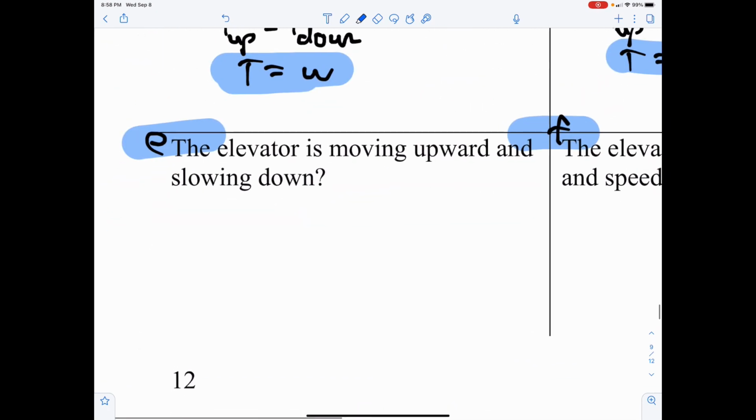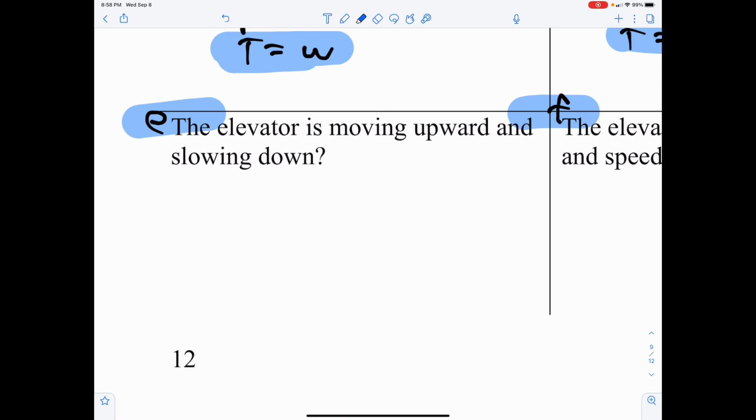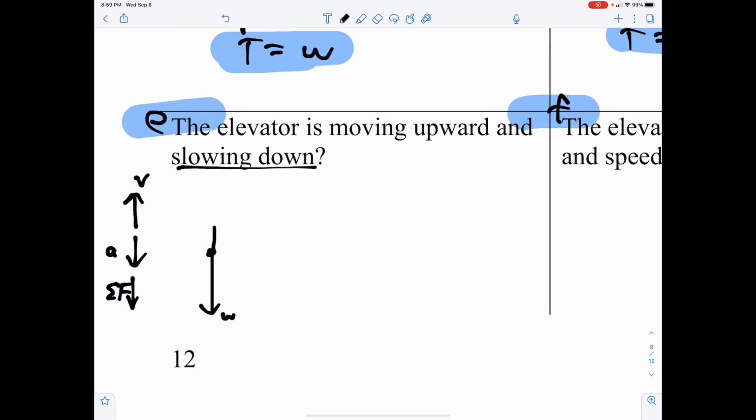Letter E. The elevator is moving upward and slowing down. So here's our force diagram. It's moving upward, but it's slowing down. So velocity and acceleration have to go opposite directions. So if it's moving upward, the velocity's up, but if it's slowing down, acceleration must be going down and moving opposite direction. If acceleration is going down, net force is going down. And if the net force is going down, that means the downward force, weight, must be longer than the upward tension, which means tension is less than weight.